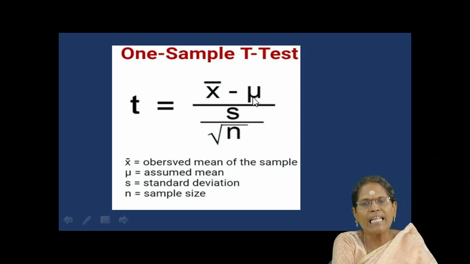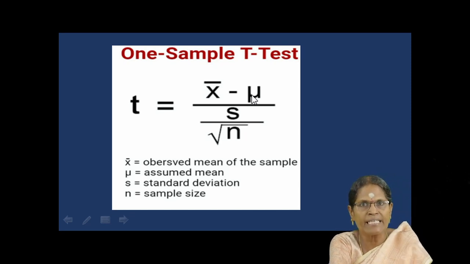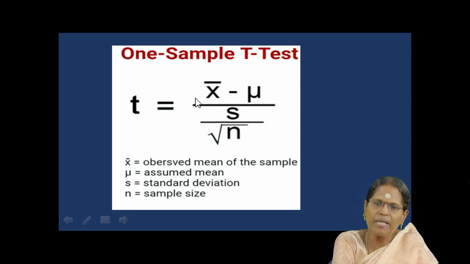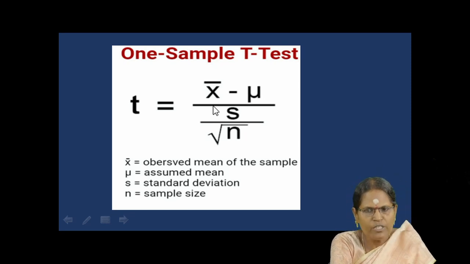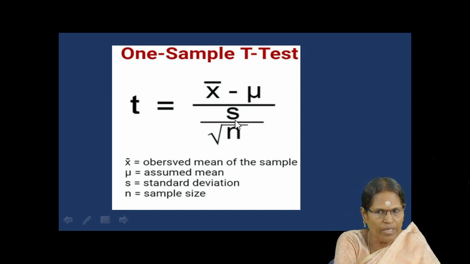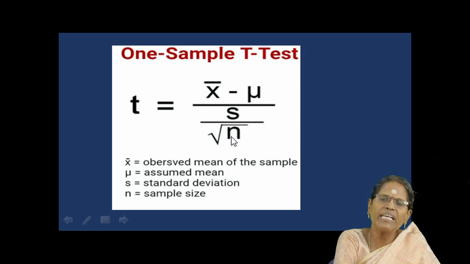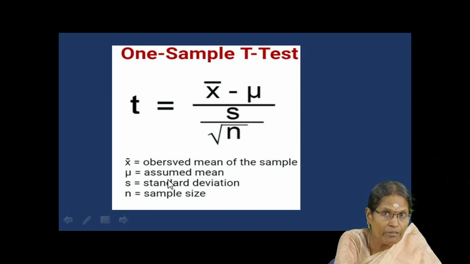So the standard life they told was 10 years and our average may come as 9 years. So X bar may be 9 and mu may be 10. And for all those 100 mixies, we can find out S, the standard deviation. And here we have to find out the standard error by applying the formula S divided by root n. N refers to the number of samples. The number of samples should be less than 30. Then only we have to use this one.